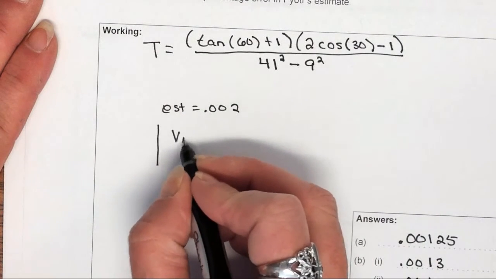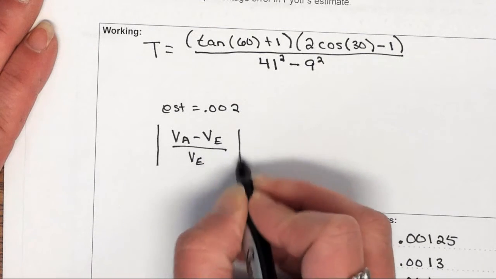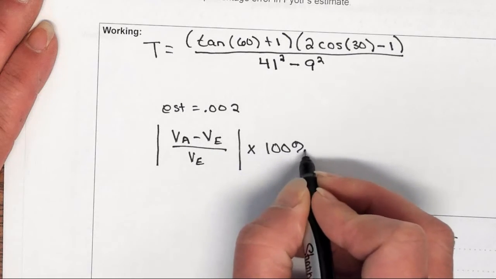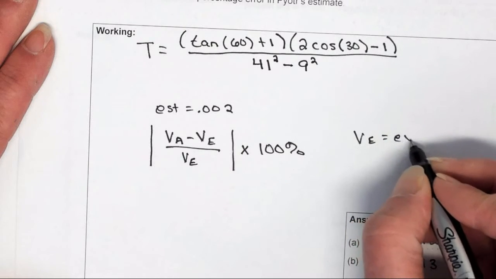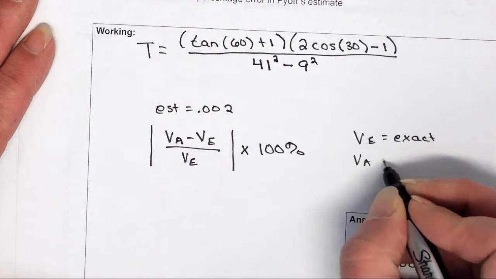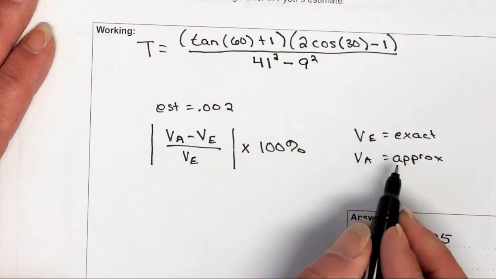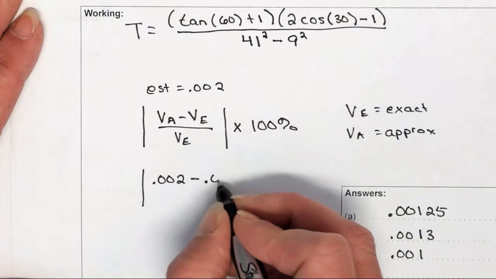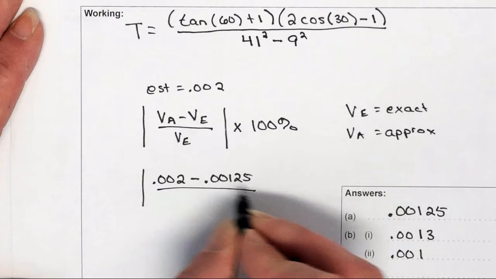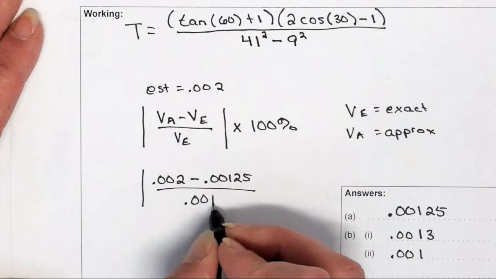Yeah. The formula in the formula book is set up like this. This is what it looks like. And it even says VE is exact and VA is approximate. So when we say this is the estimate, it's going to go in where it says approximate. One of the common mistakes is people divided by the estimate instead of the exact value.